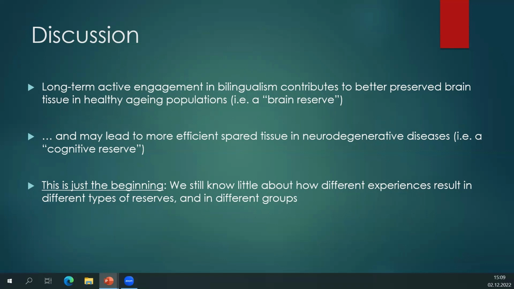And I think the take-home message is, despite all this richness of information, this is just the beginning. We still know very, very little about these mechanisms, the patterns, and what comes under the hood, really, in different groups with different experiences. So I think we just started, and that's it. Thank you very much.